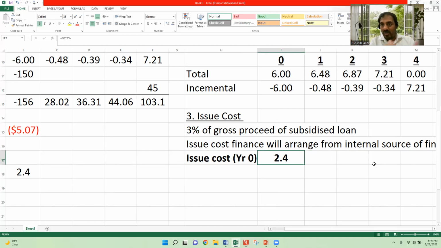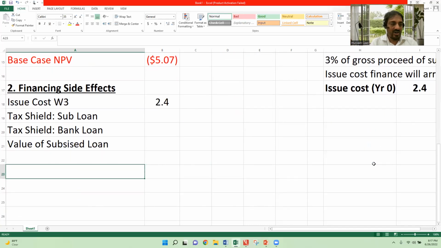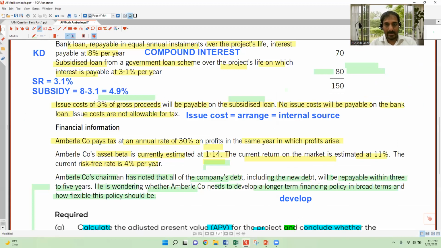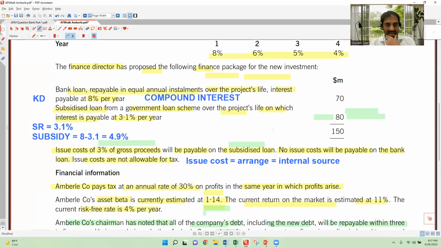And the last point about the issue cost: if it's an internal source of finance and we are working with the gross finance, just take the gross finance and multiply by the percentage. That's all. This will not be counted as a mistake. Okay, now the point about the tax sheet.